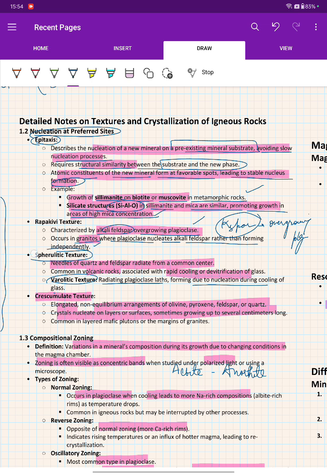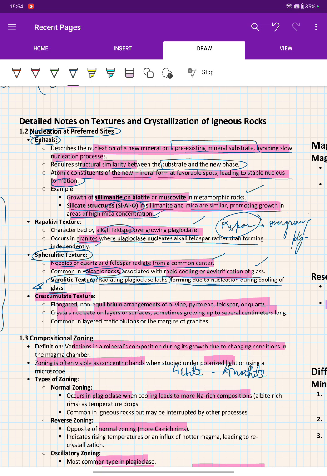Now spherulitic texture: needles of quartz and feldspar radiate from a common center. It's common in volcanic rock. It is associated with rapid cooling or devitrification of glass. Variolitic texture is radiating plagioclase laths forming due to nucleation during cooling of the glass.